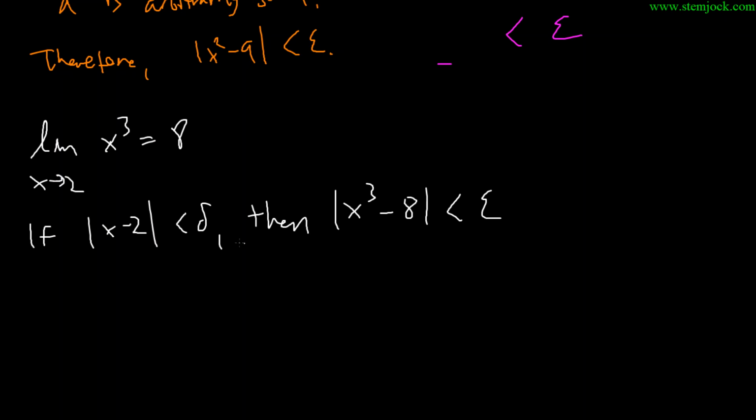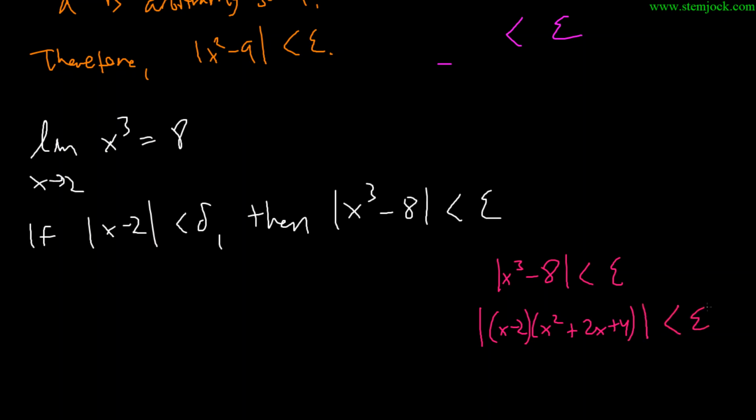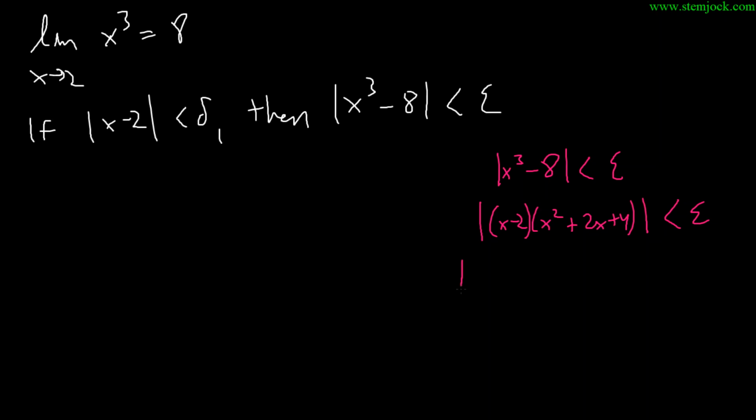So as before, we want to find out what to choose for delta, so we work backwards. Off to the side, I'm going to work with the consequent and work backwards. I want to write this so that it looks like the antecedent. So I'm going to factor the left side here. The way we factor a difference of cubes, that's going to be x minus 2 times x squared plus 2x plus 4. This is less than epsilon. I split up the absolute value sign, so this is the absolute value of x minus 2 times the absolute value of x squared plus 2x plus 4.